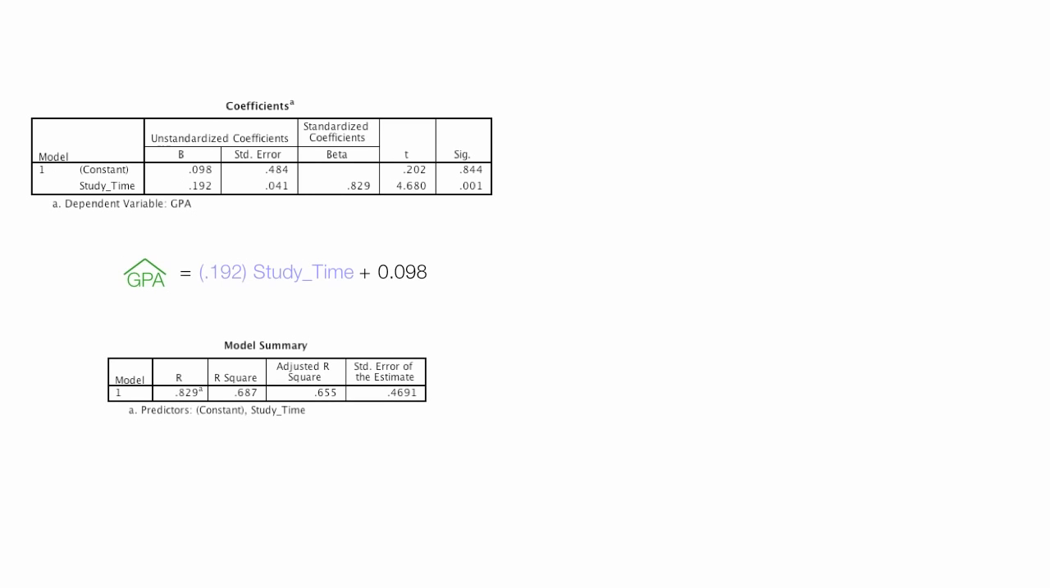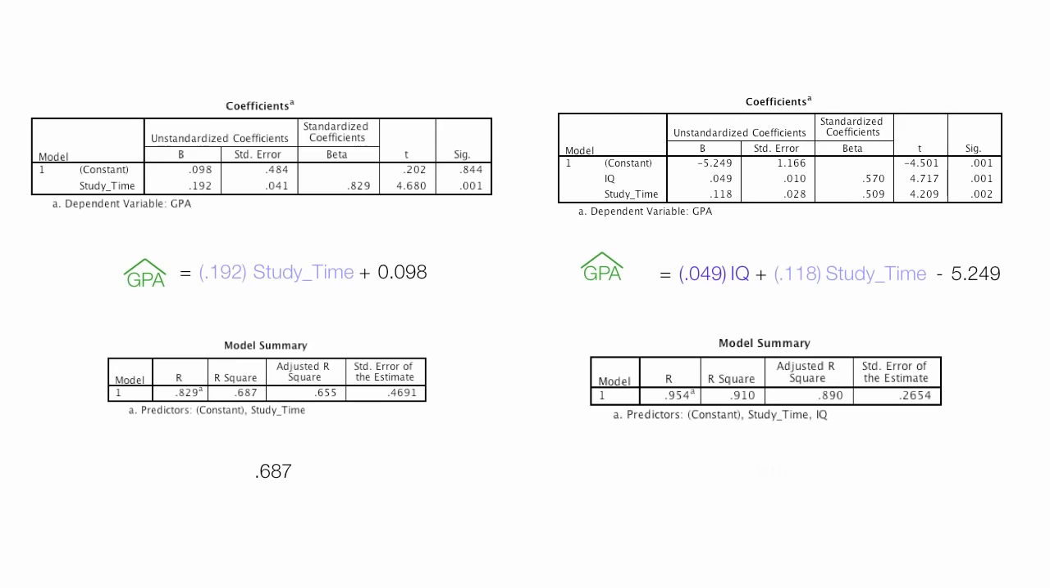That's with just one variable, study time. The R squared is equal to 0.687. And the R squared of both variables is 0.910. Also, the standard error of the estimate with one variable of study time is higher than with the two independent variables.